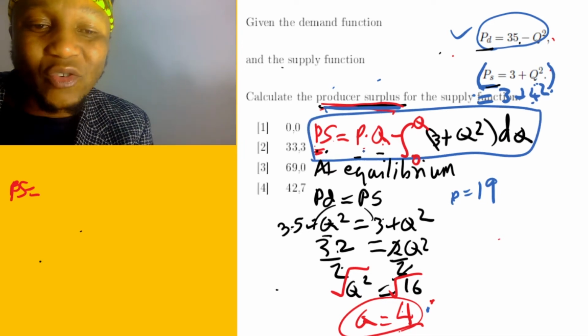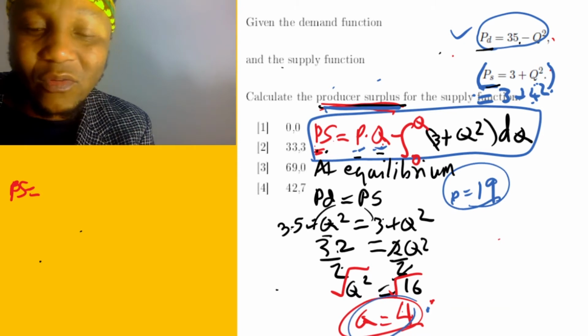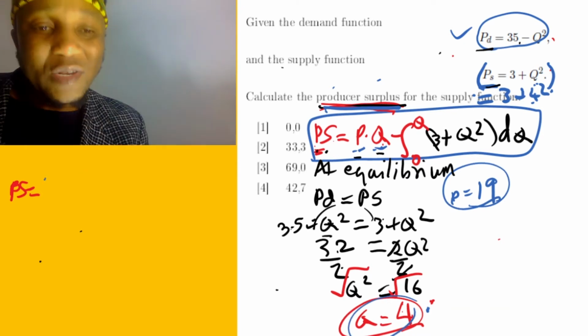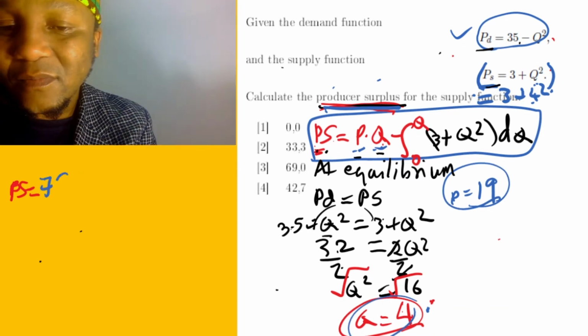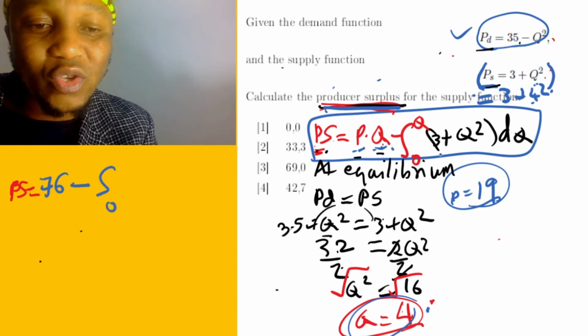So producer surplus equal to P times Q. What is P times Q? 19 times 4. What is 19 times 4? Equal to 76. Minus integral 0 to Q. What is Q? Q equal to 4.